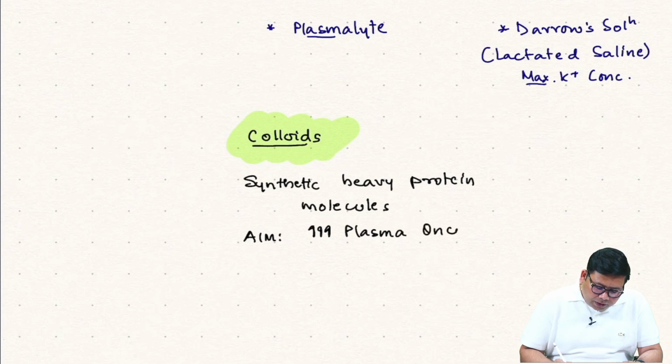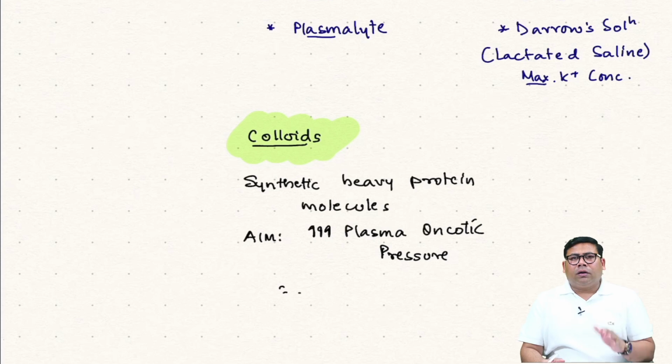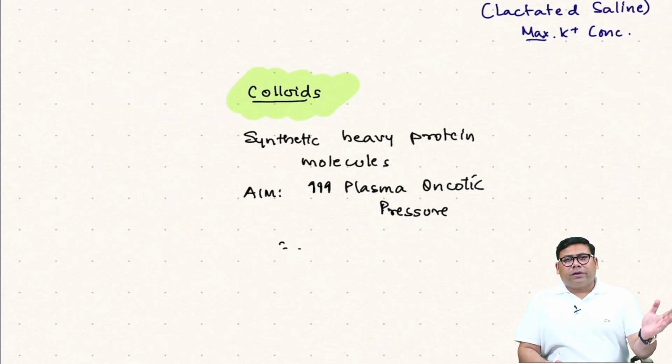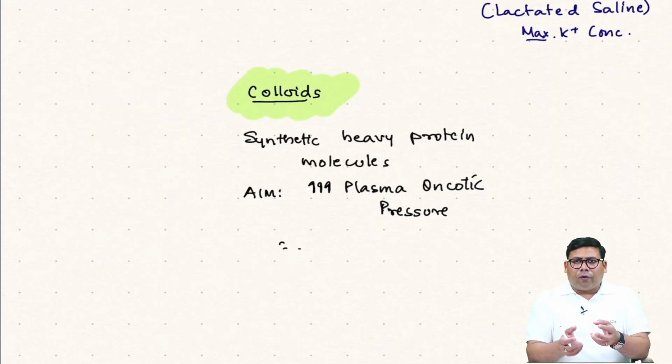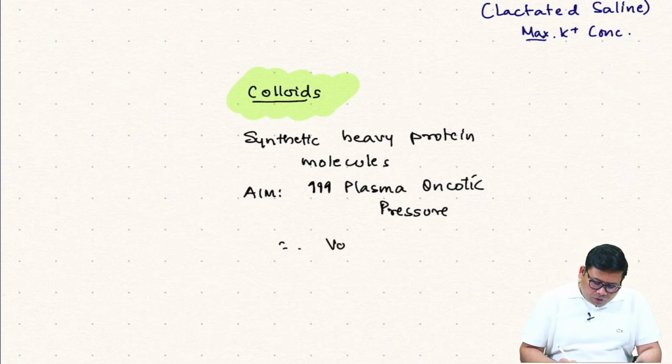So the aim is to increase the plasma oncotic pressure, and therefore, as osmosis follows a rule that the water or fluid will flow from low osmolar state to high osmolar state, it will draw water inside the vascular compartment, and thus they are going to cause volume expansion. So therefore they are also known as volume expanders.